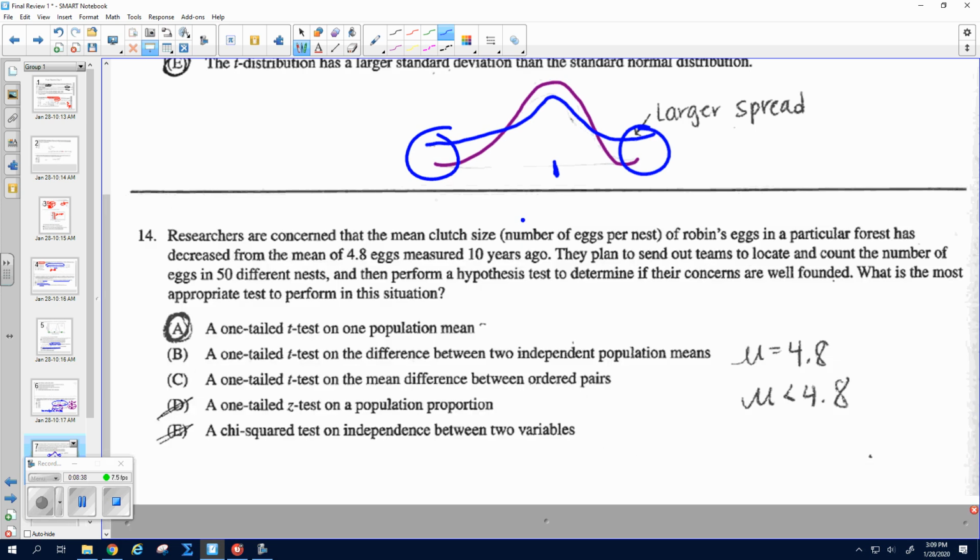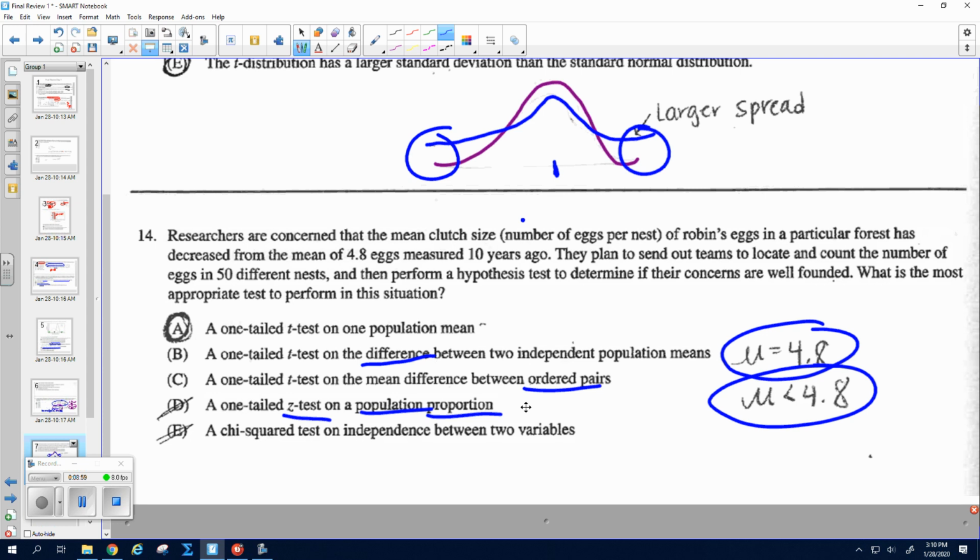Number 14 is A. It would be a one-tailed t-test on a population mean. So we just want to know, did it decrease from 4.8? They didn't talk about it doing a difference. This one has something about ordered pairs. We didn't do any ordered pairs. This one's a z-test for population proportion. We're definitely not doing proportions on this problem. We are doing means. And chi-squared is categorical data, so this is definitely not a chi-square test.